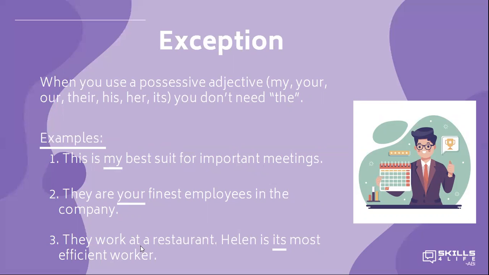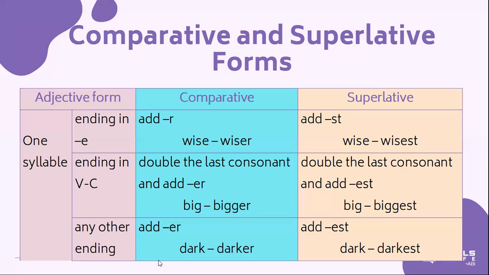Number 3, they work at a restaurant. Helen is its most efficient worker. Now we have the comparative and superlative forms.